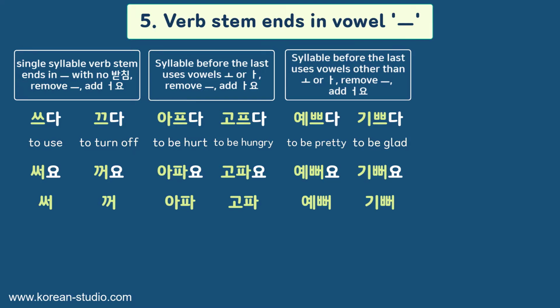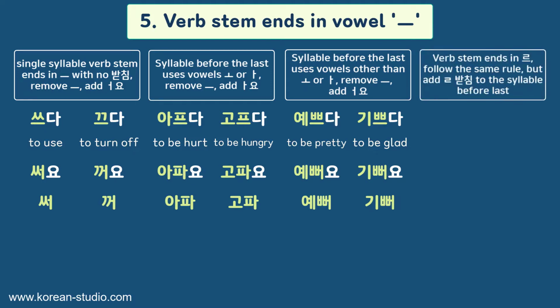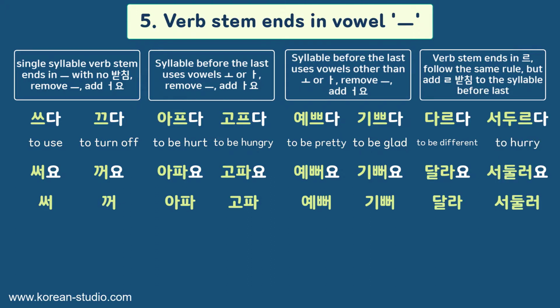Now, there is one exception, and this is when the final syllable is 르. In general, we still follow the same rule we just went over, but we add 리을 받침 to the syllable before the last. So 다르다, to be different, becomes 달라요, and 서두르다, meaning to hurry, becomes 서둘러요. So we add 리을 받침 to the syllable before the last, and depending on the vowel used in that syllable, we remove the vowel 으 and add either 아요 or 어요 to the verb stem.